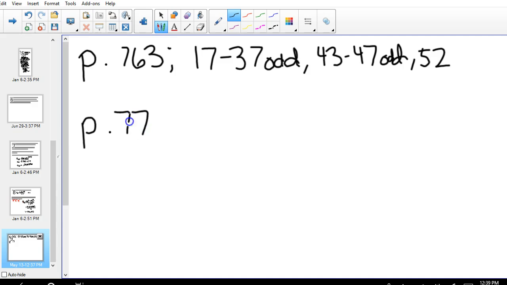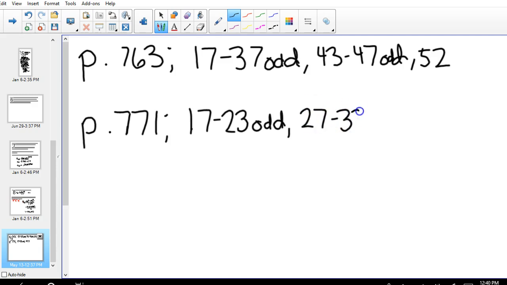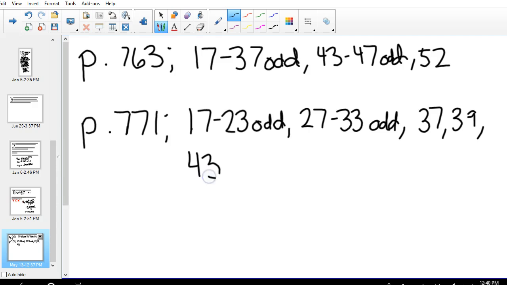And then page 771, you're going to do 17 through 23 odd, 27 through 33 odd, and then 37, 39, 43, and 46. And I will check this on Thursday.